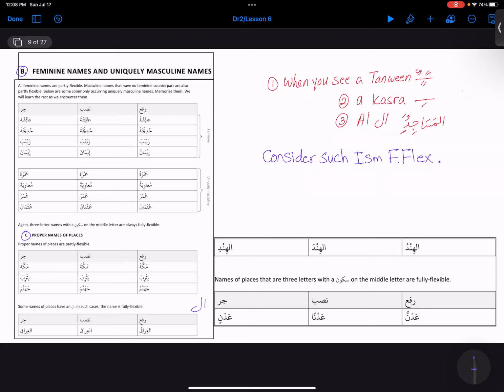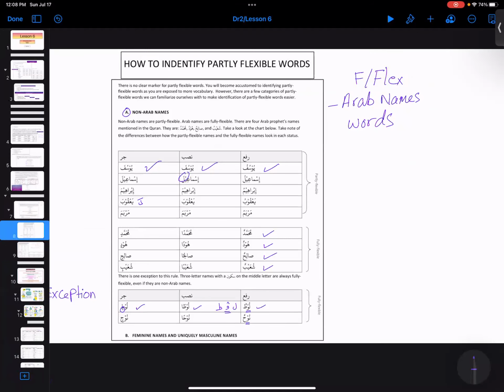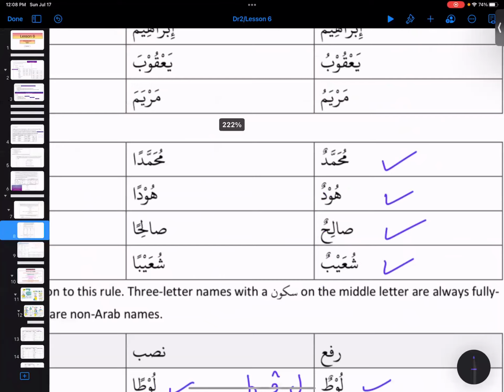Question, sorry. This hudun is fully flexible, but that has a sukoon and it's on the waw. Hudun, yeah, just the above chart. So hudun, yeah, that can go even in that category, but Hud is an Arabic name as well.